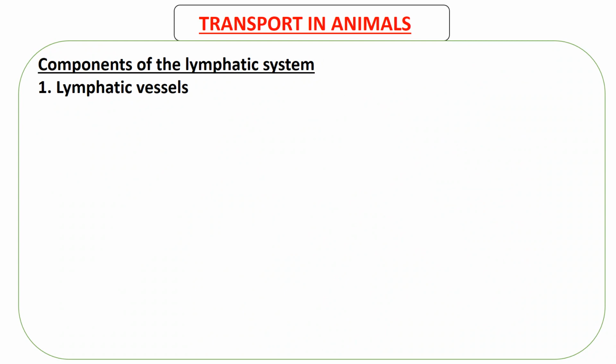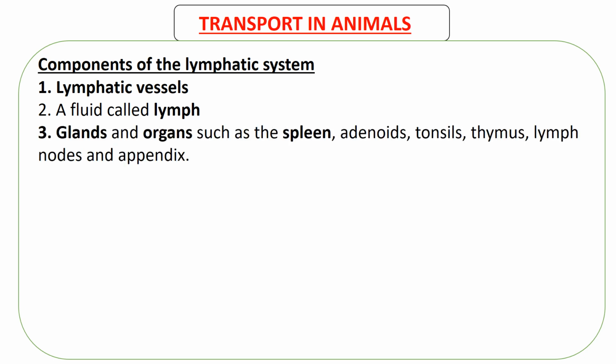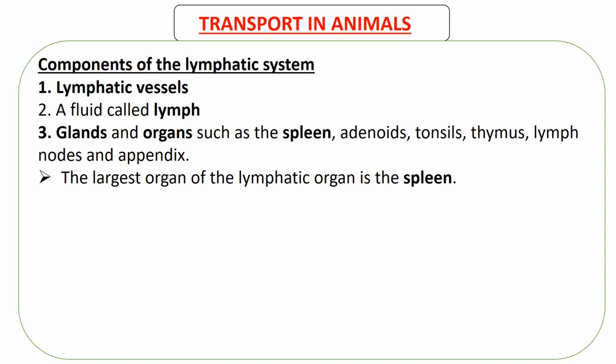So the components of the lymphatic system are lymphatic vessels and a fluid called lymph. It's like in the circulatory system we have blood, well in the lymphatic system we have lymph. Then glands and organs such as the spleen, adenoids, tonsils, thymus, lymph nodes, and appendix. The largest organ of the lymphatic system is the spleen.